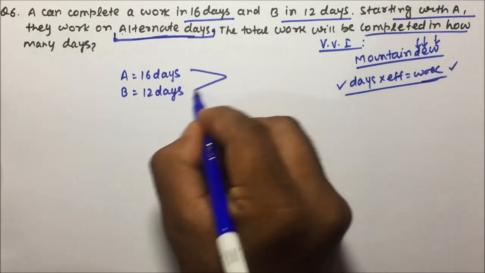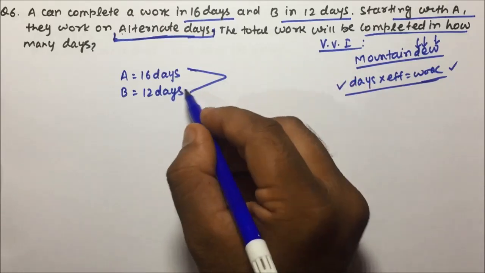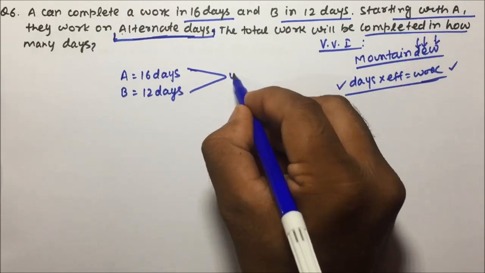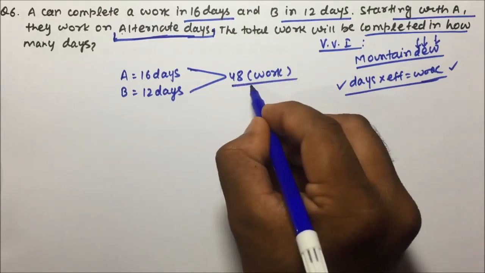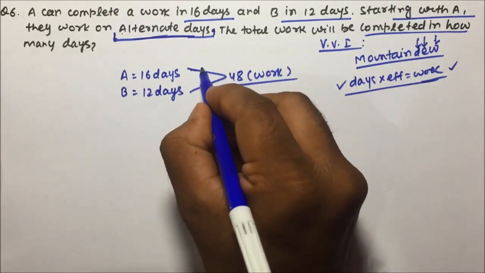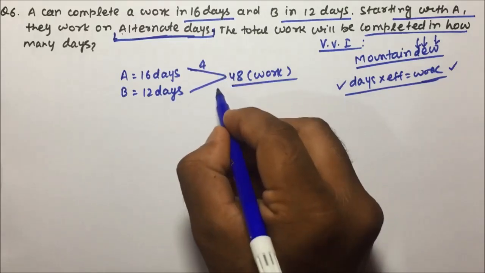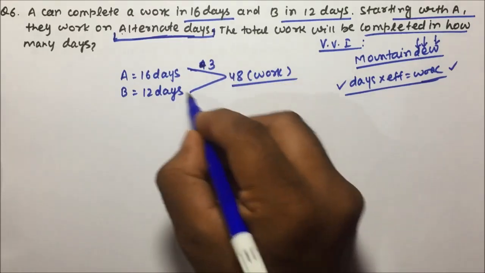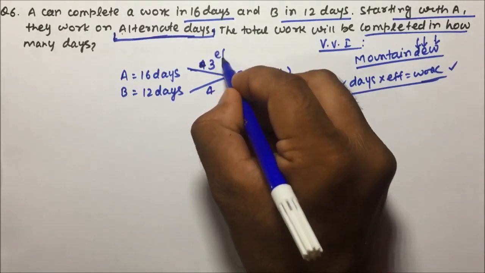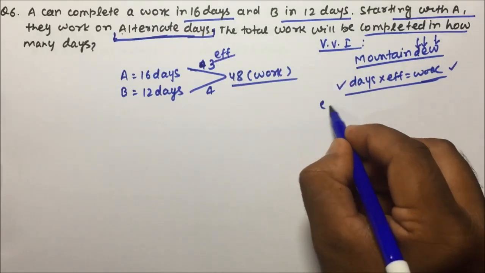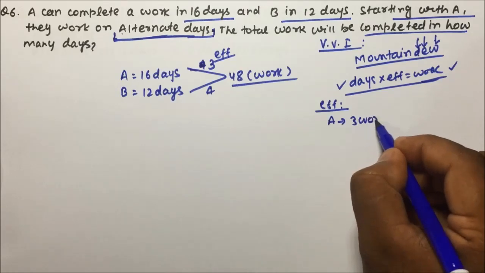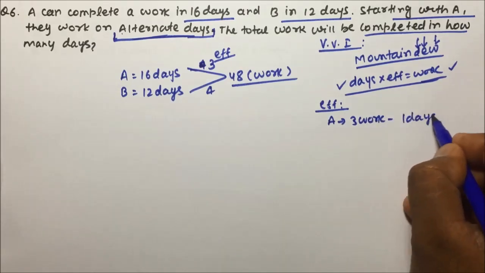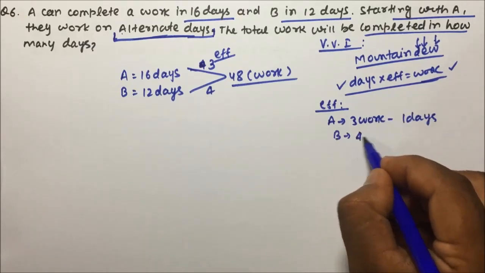Friends, the first thing you do is take the LCM. The LCM will be 48, or you assume a number which is divisible by both, which is nothing but 48 in this case. So 16 times 3 will be 48 and 12 times 4 will be 48, and that becomes our efficiency. Now the meaning of efficiency should be very clear. A can do 3 work in a day, and B can do 4 work in a day.